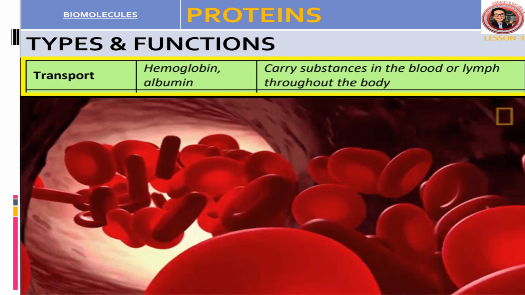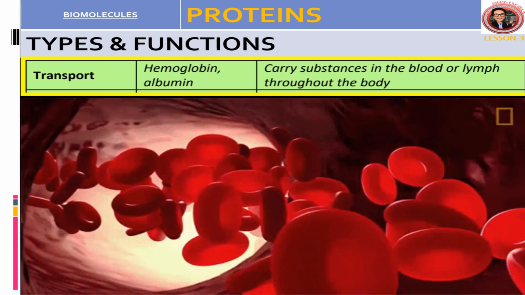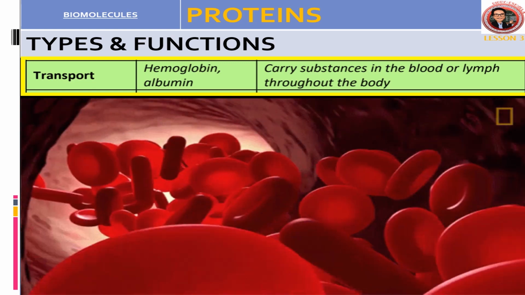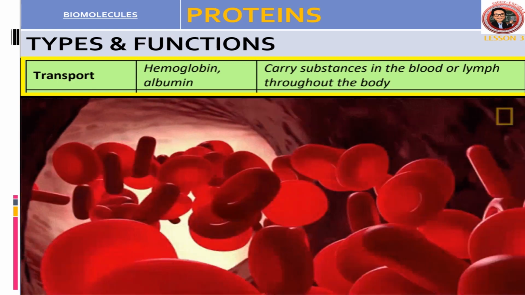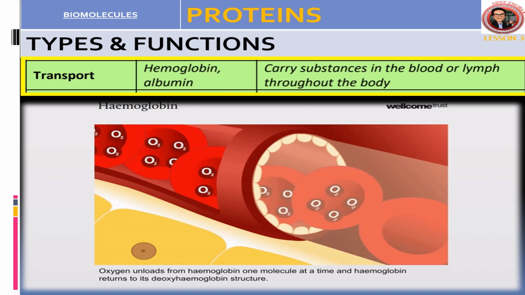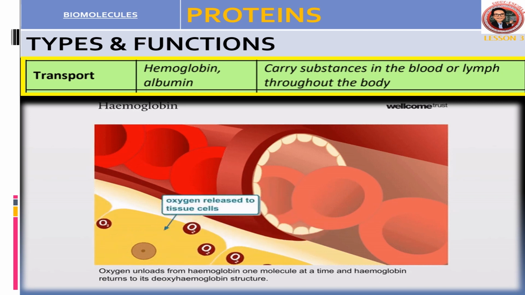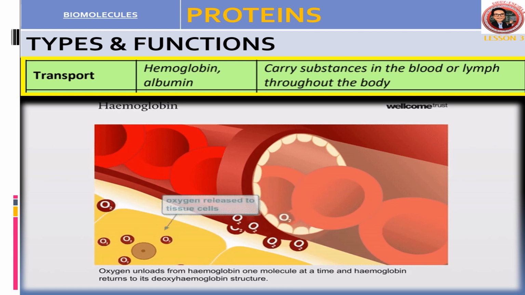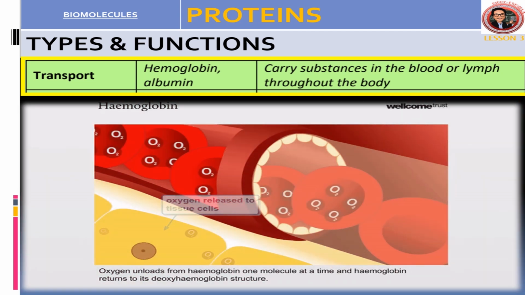Second function, as transport proteins. Transport proteins transport substances across biological membranes or in the blood or lymph nodes. Examples are hemoglobin, which is an iron-containing protein in the blood of many animals, including in the red blood cells or erythrocytes of vertebrates that primarily transport oxygen to the tissues, and also the reason why our blood is red.